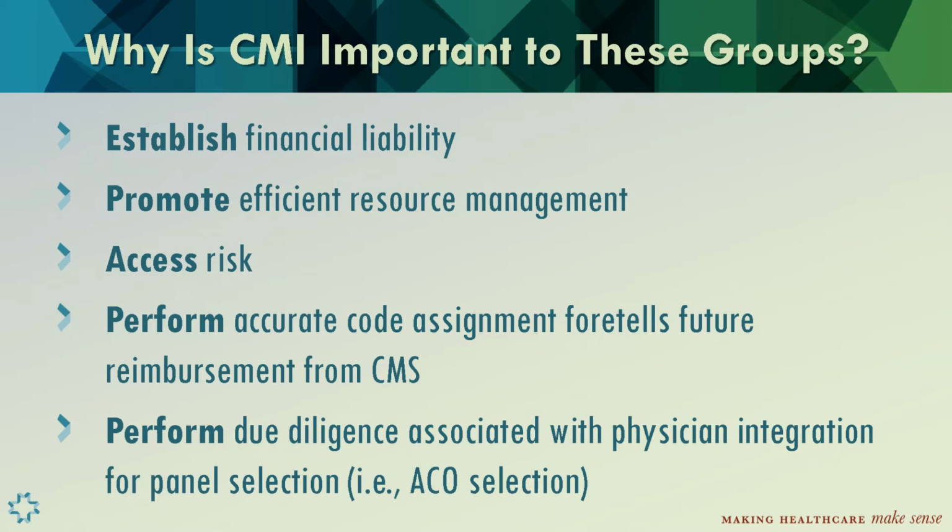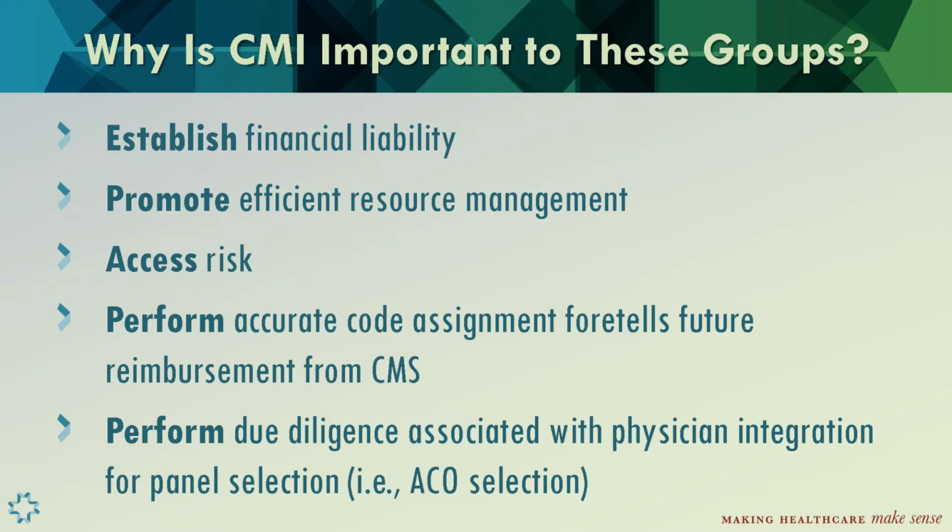CMI is considered when planning the annual budget. It can be used for assessing risk. For example, when there's a change in your patient population, CMI can warn of the impending dip in your hospital's income. Performing accurate coding is always important because you want to receive the most appropriate reimbursement for each admission, and accurate coding today foretells the future reimbursement from CMS.